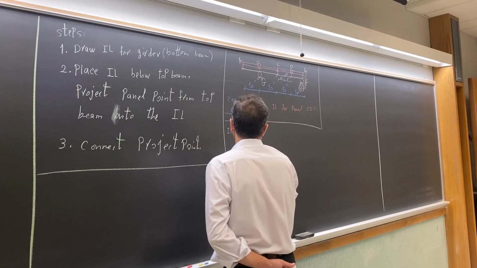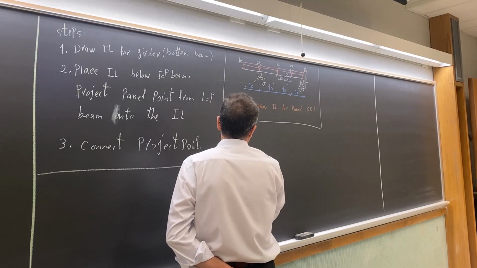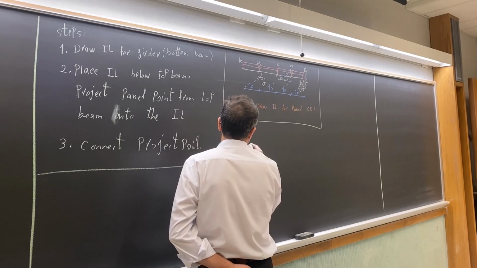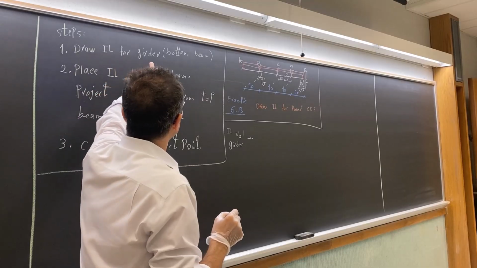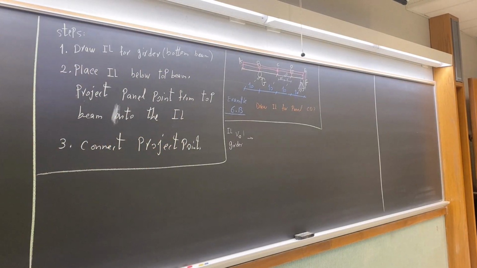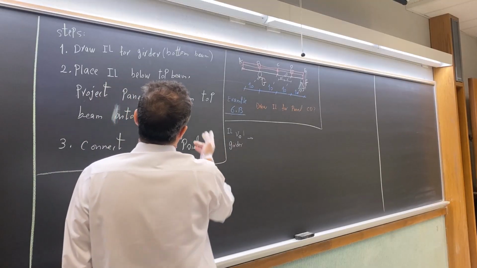For shear force, for point O, and then we are going to use the girder. This is the first step. Draw the influence line for the girder, the bottom beam. Any question for the first step? It says draw the influence line for the girder, okay, which is the bottom beam.